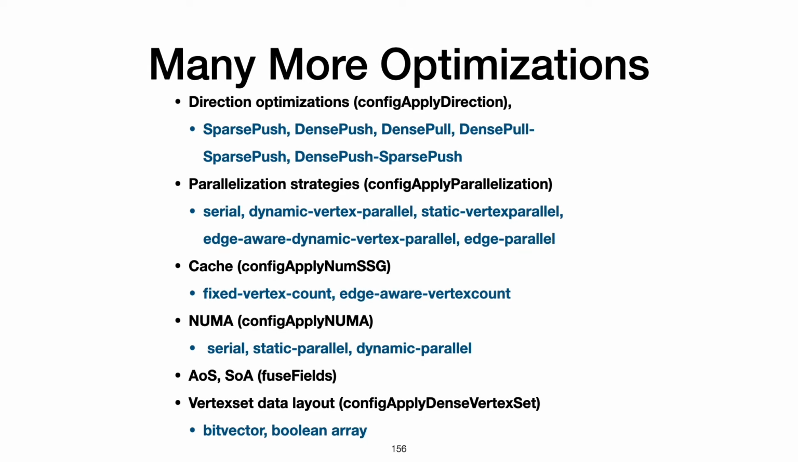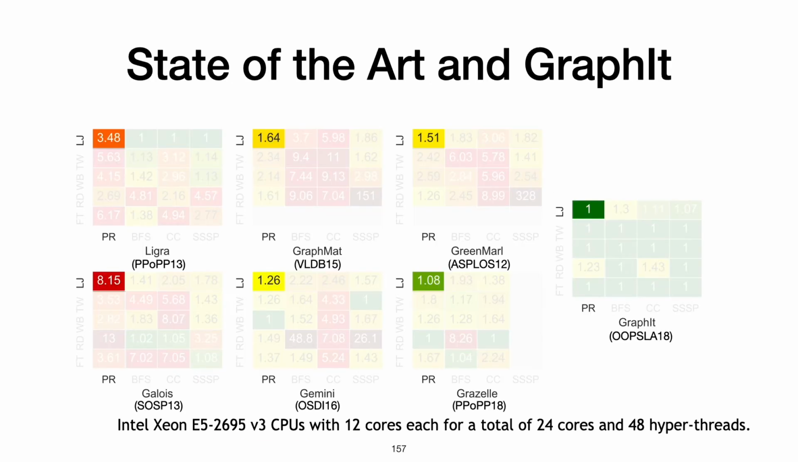So what the GraphIt programmer has to do is write the algorithm and then play with these optimizations and see what happens, get some intuition, and after a few hours of trial and error, you can probably get a really fast program. So let me show you some results. What we are showing here is some algorithms and graphs run over 7 platforms: LightGraph, GraphMat, GreenMall, Gaua, Gemini, and GrAPL.